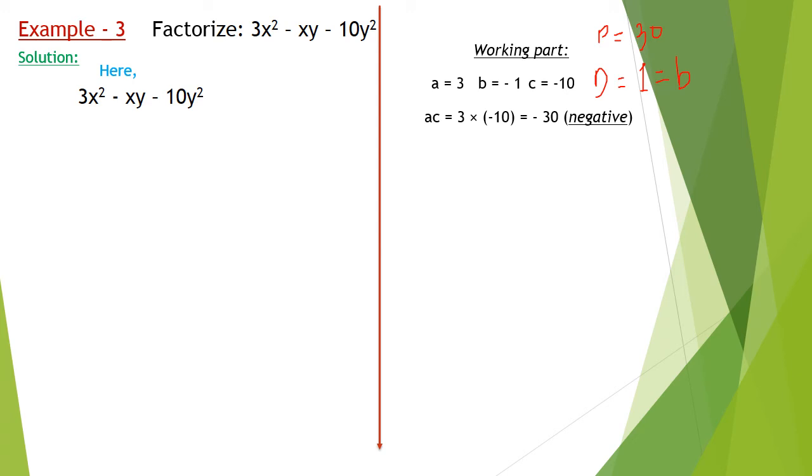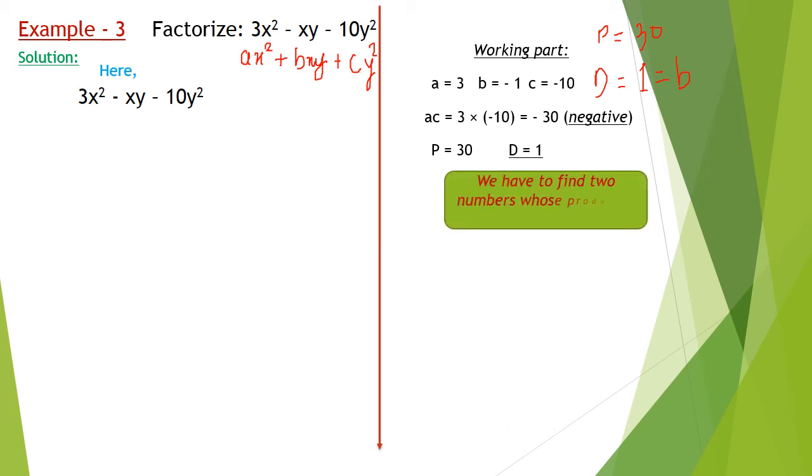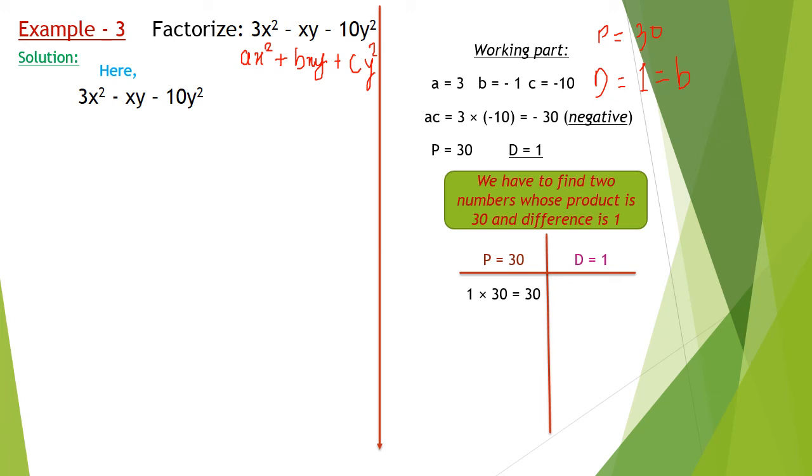So how did we find A, B and C? We just assume that our question is in the form ax square plus Bxy plus Cy square. So we can easily find the value of A, B and C in this way. So the product is 30 and difference is 1, and we have to find two numbers whose product is 30 and difference is 1, and we can proceed. Now we have to check first with 1 into 30 is 30, but the difference of 30 and 1 is 29. So 30 and 1 are not our required numbers.